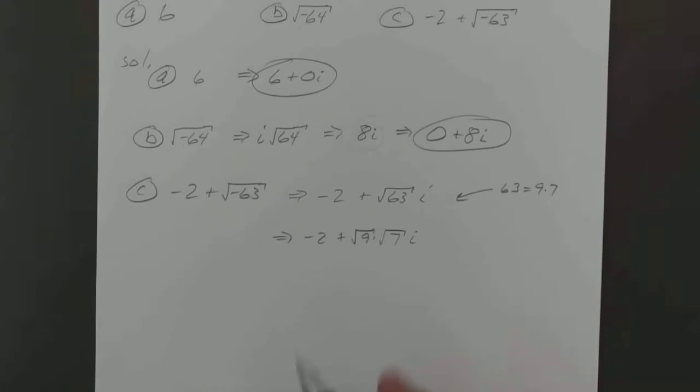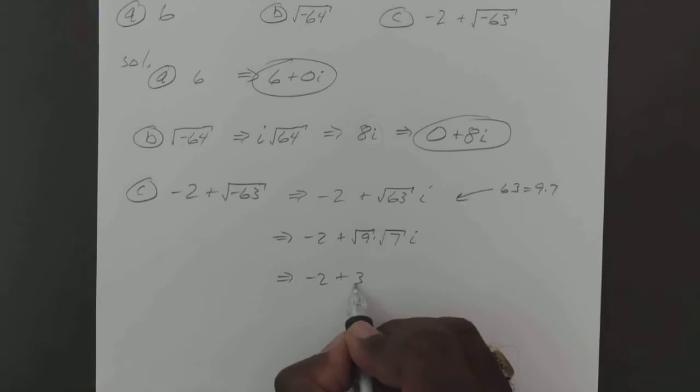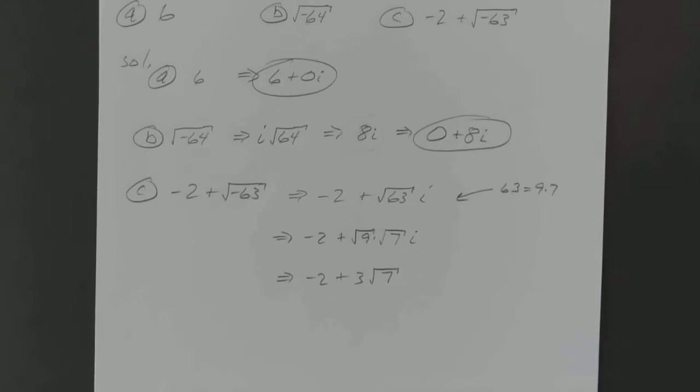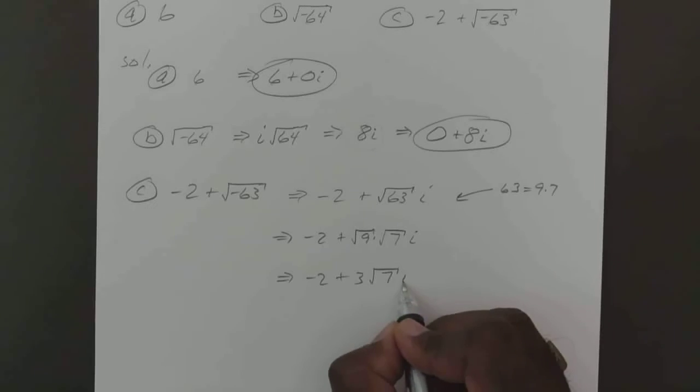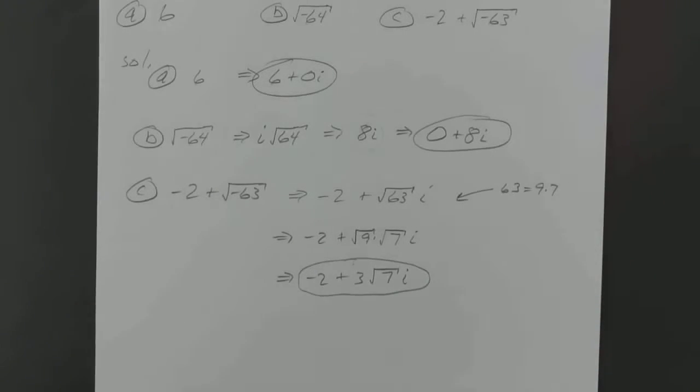Square root of 9 is 3. That gives you negative 2 plus 3 square root of 7. Square root of 7 is square root of 7, you can leave that the way it is. It's not a perfect square. And your i. All right, so any questions on any of those?